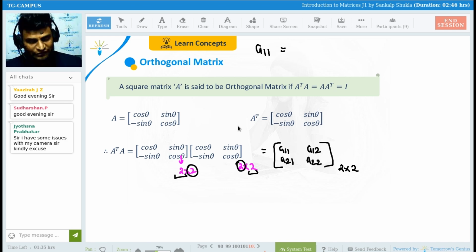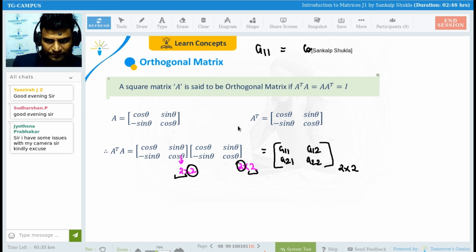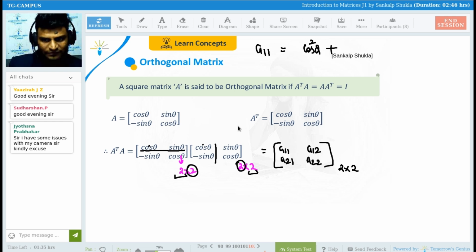For A11, just take the first row from the first matrix, that is cos theta, this row, and this column you have to take. So cos theta into cos theta, that is cos square theta, plus sin theta into minus sin theta. So that is cos square theta minus sin square theta, right? It will be minus sin square theta. Okay.